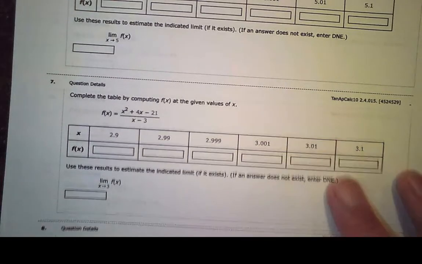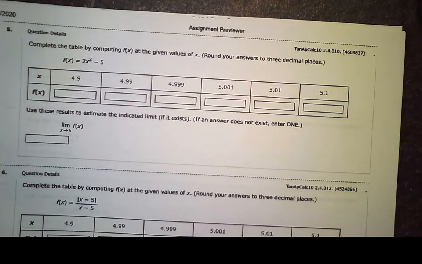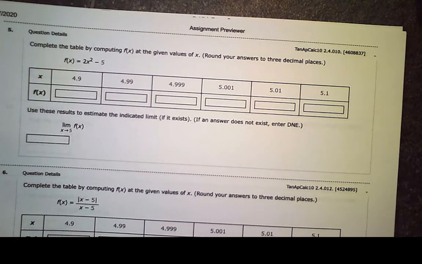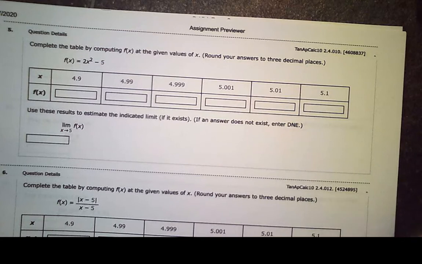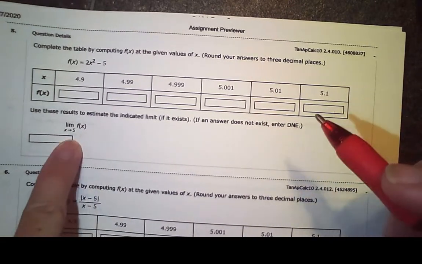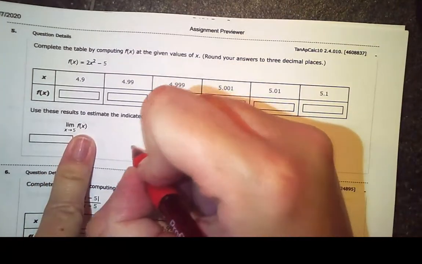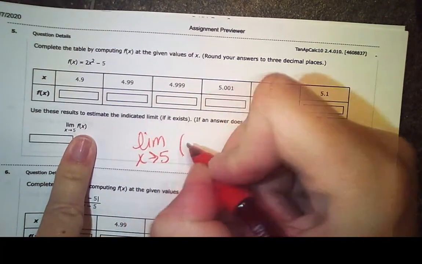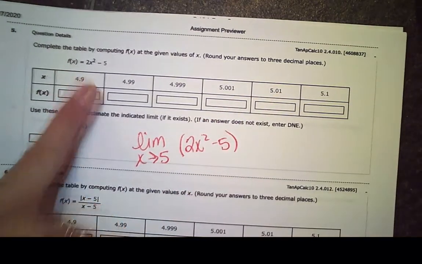So we have a table this time. Now, we are lazy math people. So what this says is complete the table by computing your function at the given values of x, round your answers to 3 decimal places. So we're going to do that. But what this says is find the limit as x approaches 5 of your given function. So what I could write out is the limit as x approaches 5 of 2x squared minus 5.